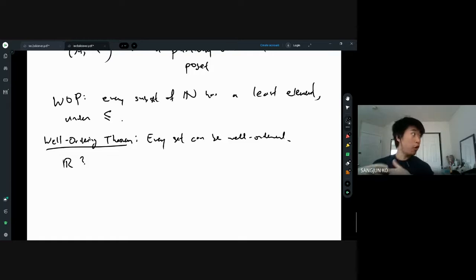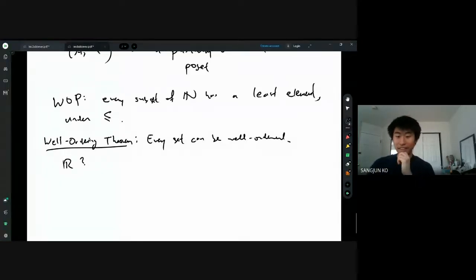But for R and for C, for these sets and for any set that might be very wild and crazy, there is always a well-ordering. And this is very non-intuitive.